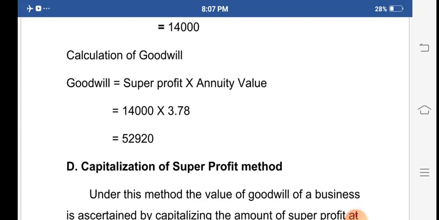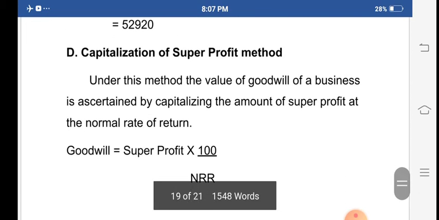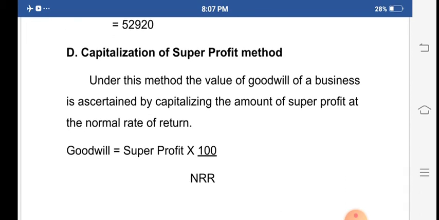Okay, now see the capitalization of super profit method. Under this method, the value of goodwill of a business is ascertained by capitalizing the amount of super profit at the normal rate of return. So that is what the capitalization of super profit method means. Now what is the formula for that? Valuation of goodwill is the super profit into 100 divided by normal rate of return. So this is the formula.